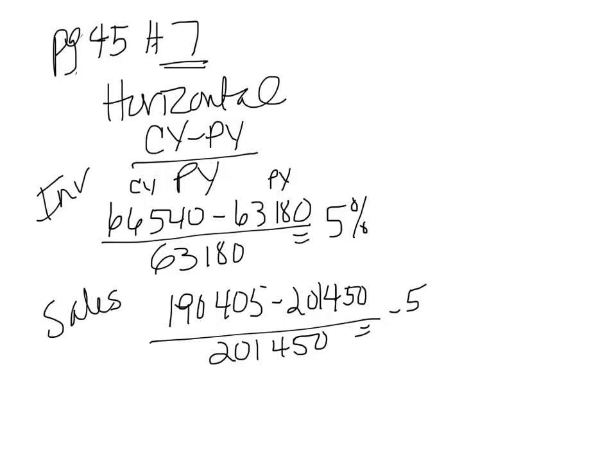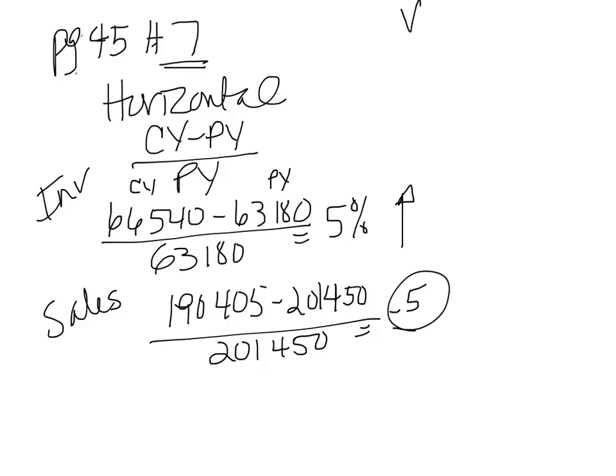So what this shows you is that sales declined 5%, but inventory increased by 5%. And that makes sense, right? Because inventory is what you sell to make sales. So if you're not selling your inventory, then your sales would decline and inventory would increase.